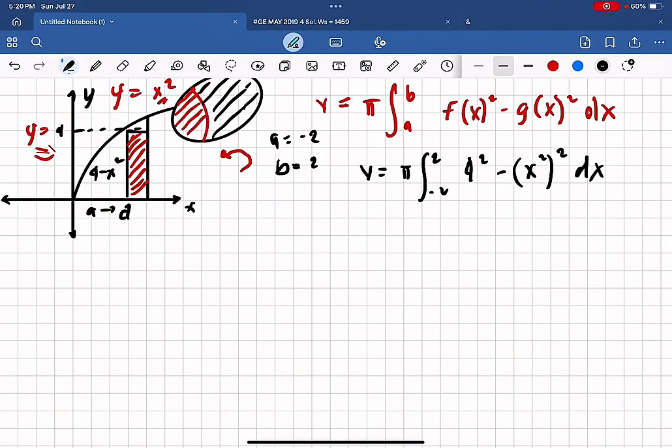And now let's integrate this. Pi, with limits of negative 2 and positive 2. So 4 squared is 16. The integral of 16 becomes 16x minus x squared raised to 2, so multiply the powers, which becomes x raised to 4. For the integral of x raised to 4, we use the power rule, and it becomes x raised to 5 over 5.